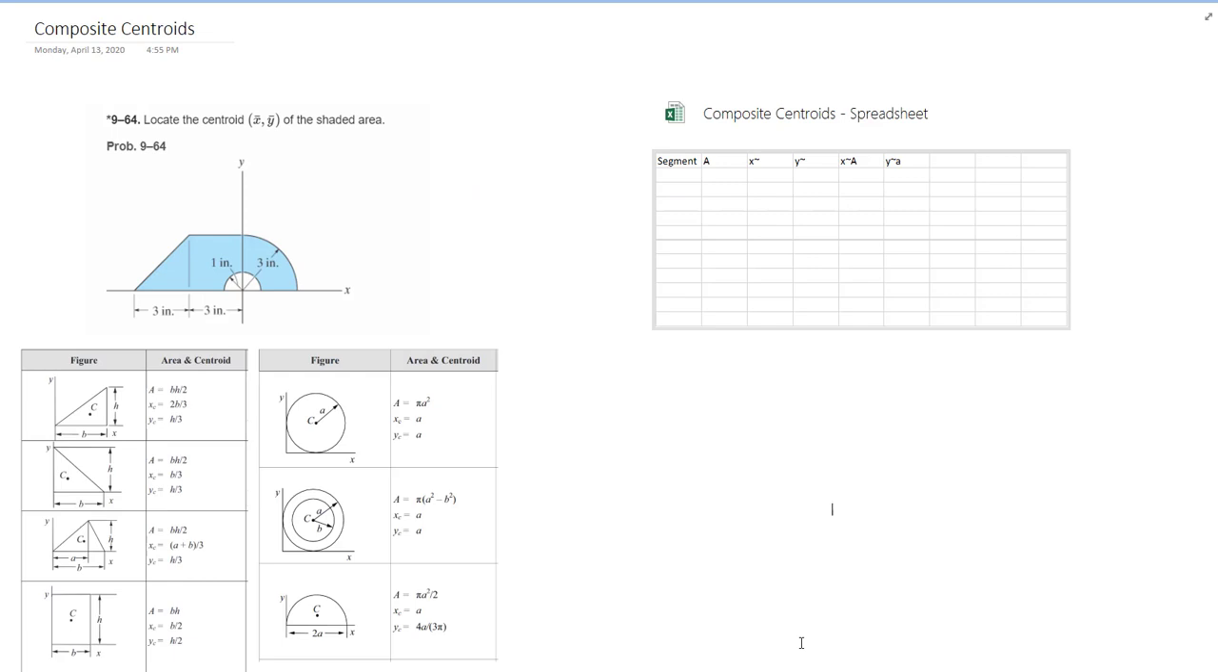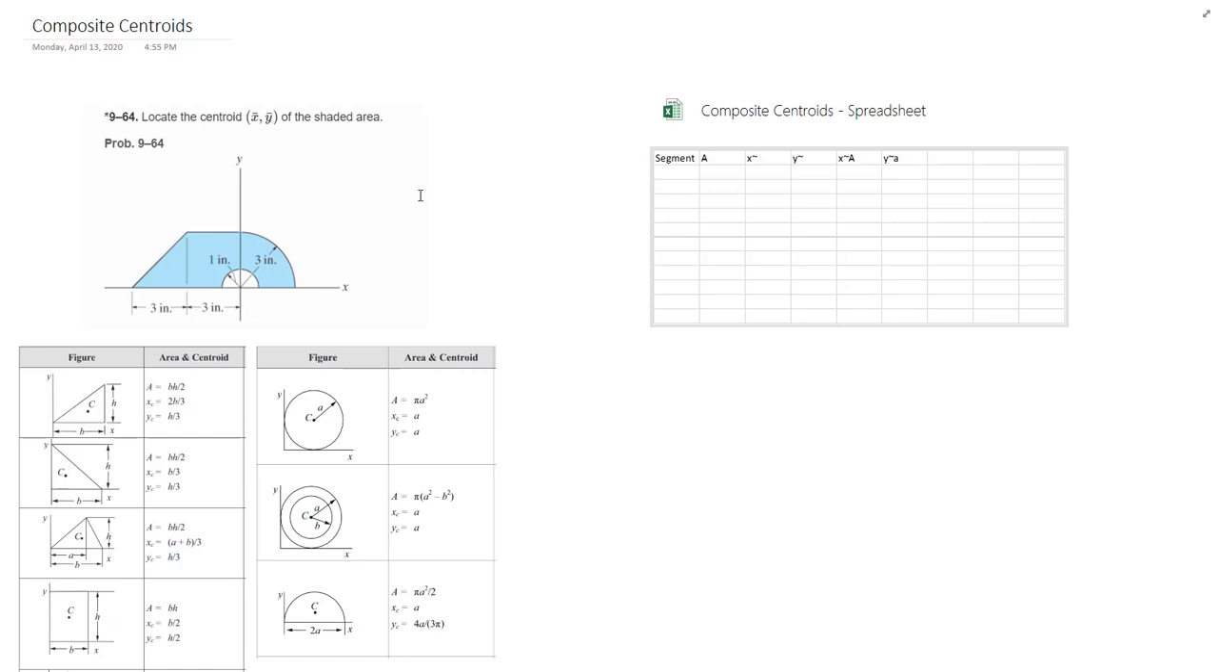Okay. So here I've got the problem. I've got it set up, and I'm going to break this down into pieces so that I can fill it into the spreadsheet and calculate where that X bar, Y bar would be of the shaded area. So we're going to need to break this down into 4 different pieces, and there's not always one right or wrong way to do this.